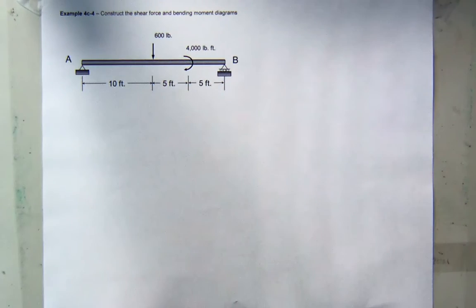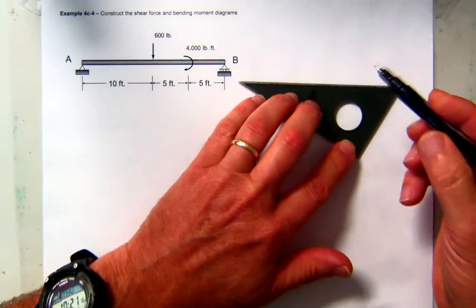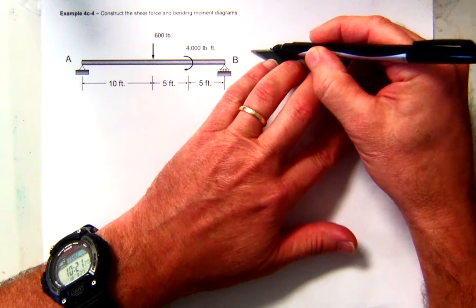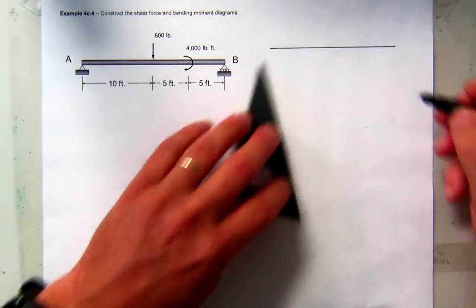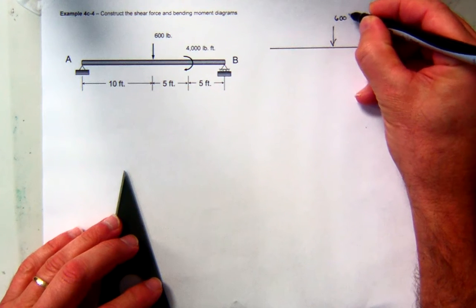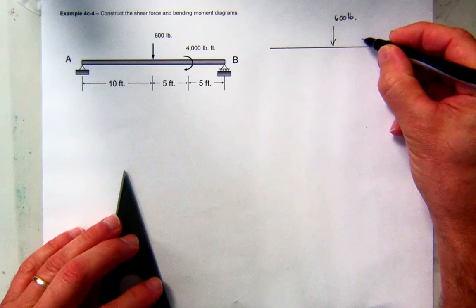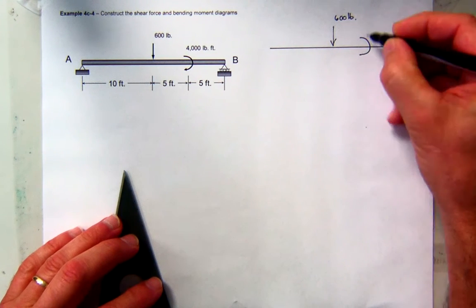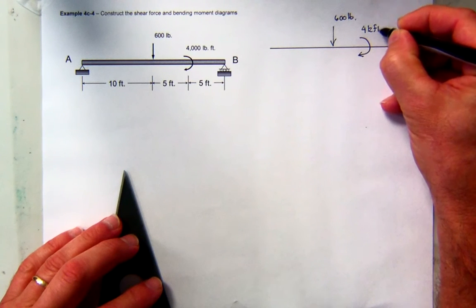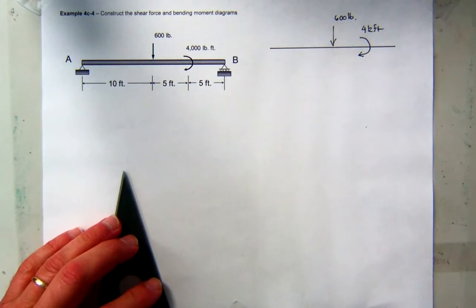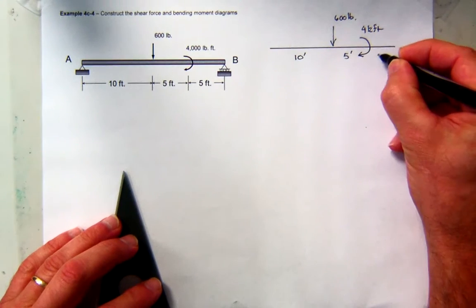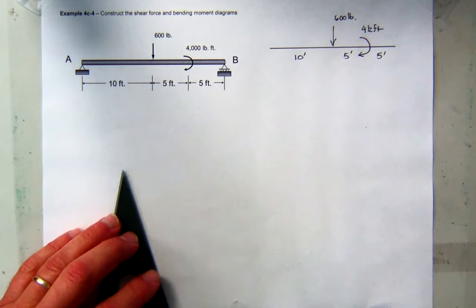Okay? So I'm going to try to do this off to the side here and start with just drawing a free body diagram of the original. There is a load of 600 pounds right in the middle. And about halfway over, there's this applied moment that's 4 kip feet. Oh, I'll put the dimensions in too. So this is 10 feet, and then this is 5 and 5. And then I'm going to assume reactions.